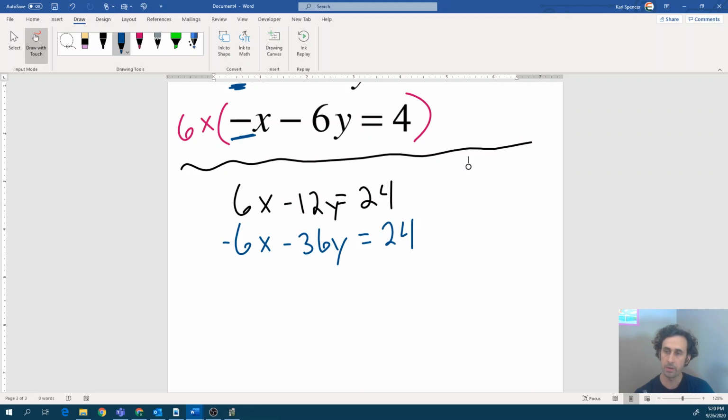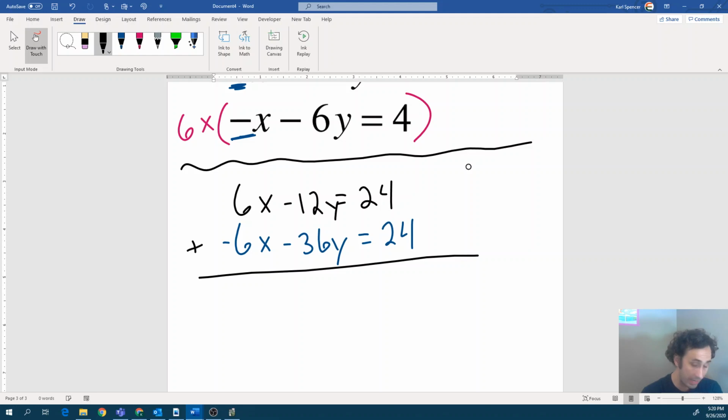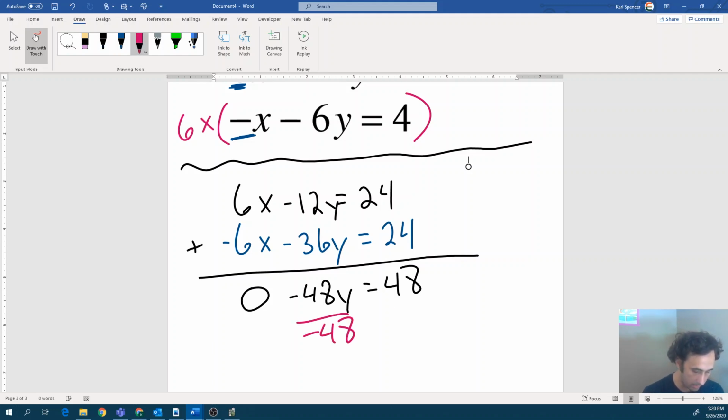Now we can see right there our x terms. One's a positive, one's a negative. So now when I add my two equations together, when I combine them, 6x plus negative 6x, those two terms get eliminated. Minus 48y equals 48. If I solve for y, I divide by that negative 48. I get the value of y to be negative 1.